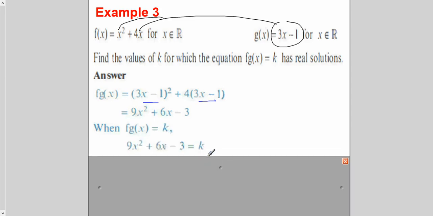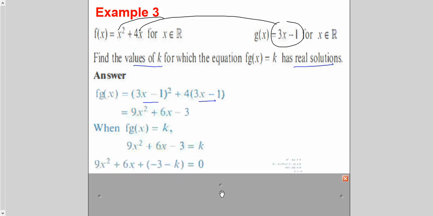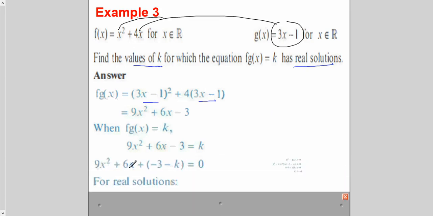What comes to your mind? What will you do now? It is saying find the values of k for which this equation has real solution. Now, do you remember? It is related to the quadratic. What is the discriminant inequality if there is a real solution? Greater than or equal to 0, right? So now, after rearranging it, we will apply the concept of b squared minus 4ac greater than or equal to 0.